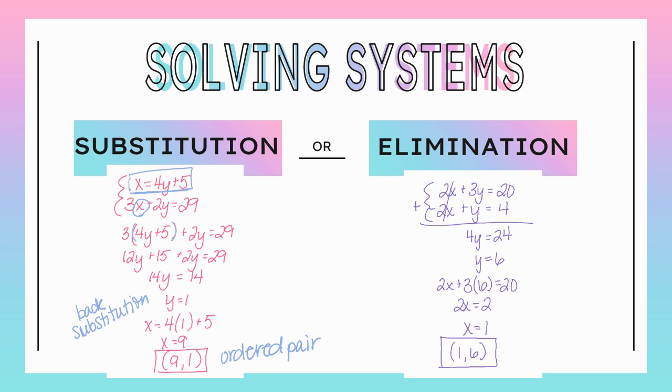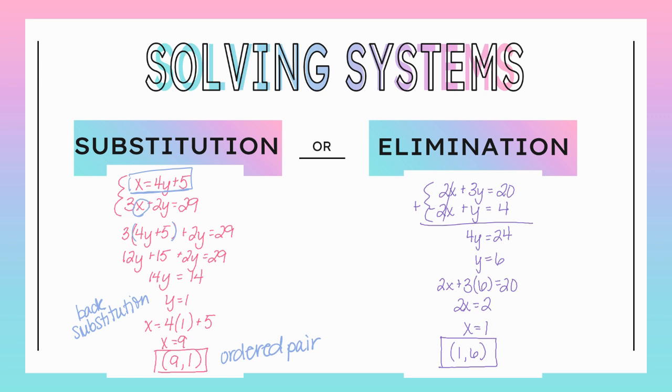Now, I did not show it here, but I always check my answer before I write it as an ordered pair in the other equation. So I would have put 9 in for x and 1 in for y and made sure that I got 29, which I did. Okay, so I always check my solution. That's called validating. If you remember, that was one of our learning targets, was to validate a solution as the solution of a system. Validating means checking your answer in both equations to be certain that it works. Okay, so first method is substitution.